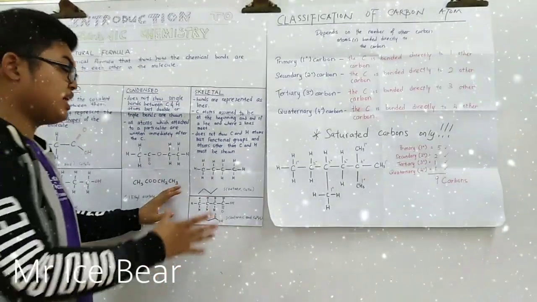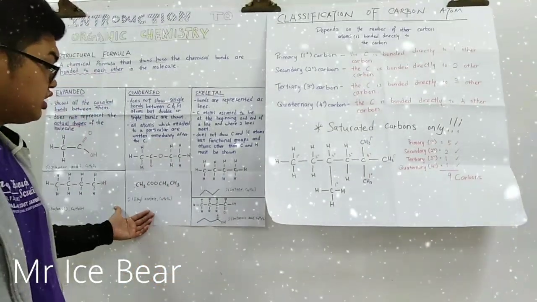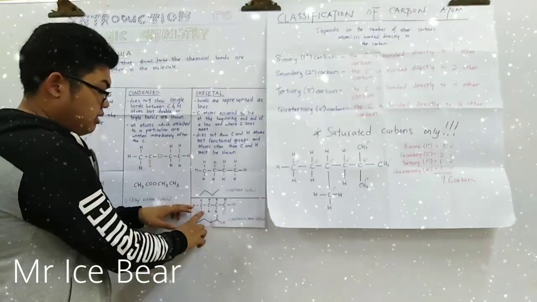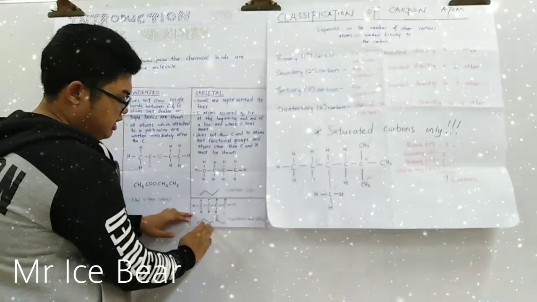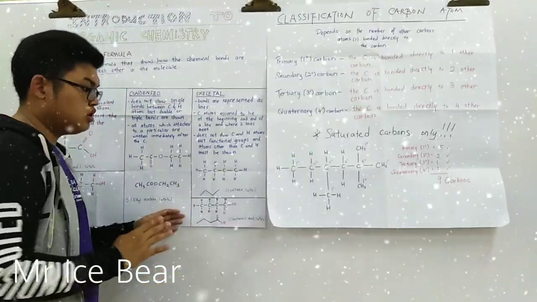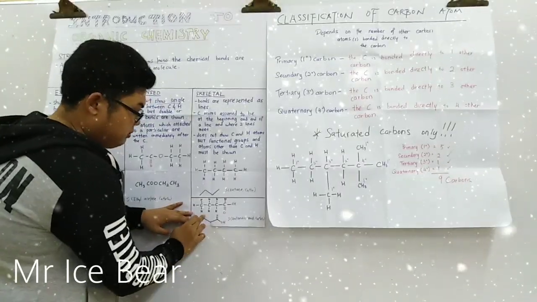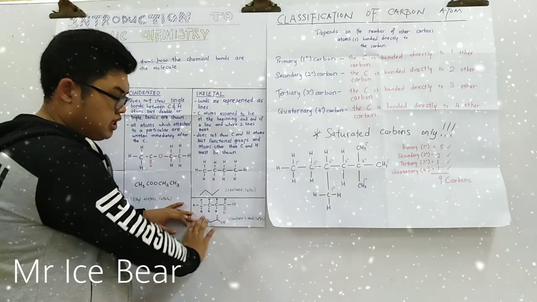Okay, so this is the expanded structure, and now I'm going to convert it into skeletal structure. So how do we do it? First, 1 carbon, 2 carbon, so draw 1 line, the other line, another, and another. Total count the number of carbon first: 1 carbon, 2 carbon, 3 carbon, 4 carbon. So there are 4 carbon.